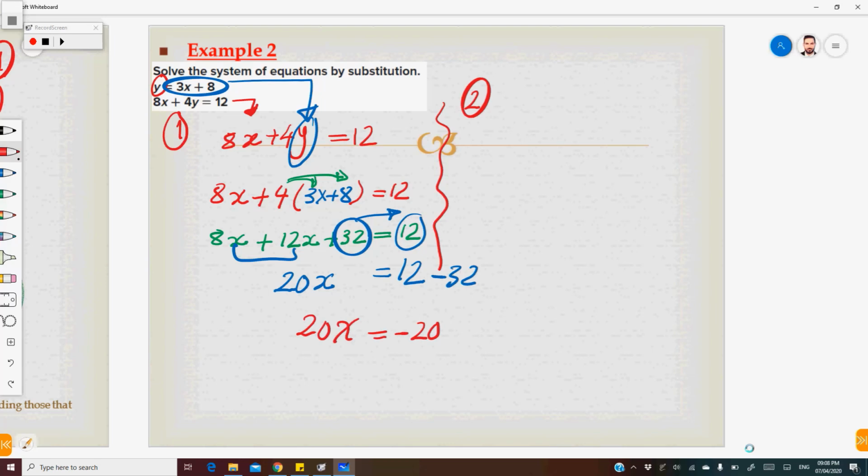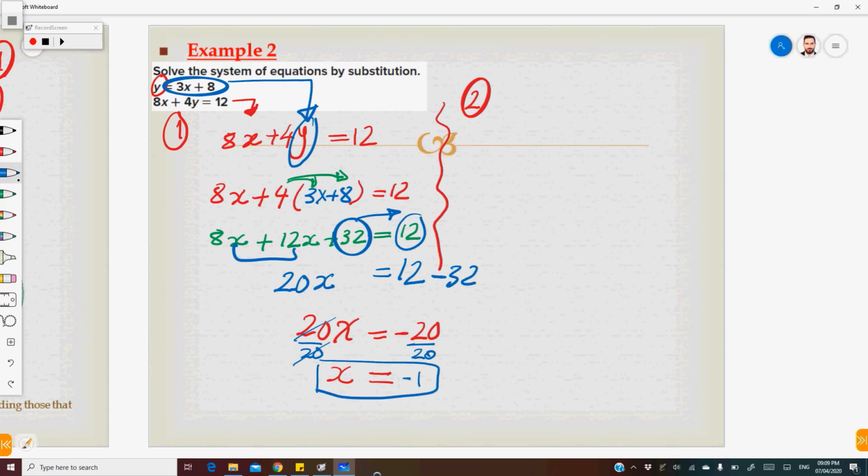How can I get x? I don't want 20x, I don't want 2x, I don't want 7x. I want only the value of x. What is the value of x here? Yes, I will divide both sides by 20. If you divide both sides by 20, now you have x is equal to -1.